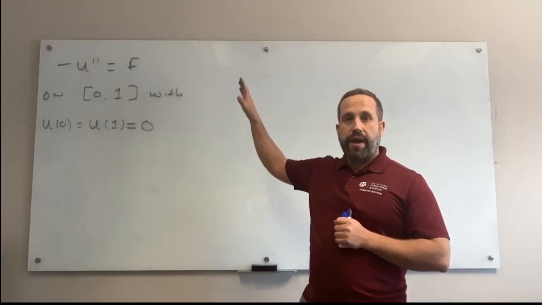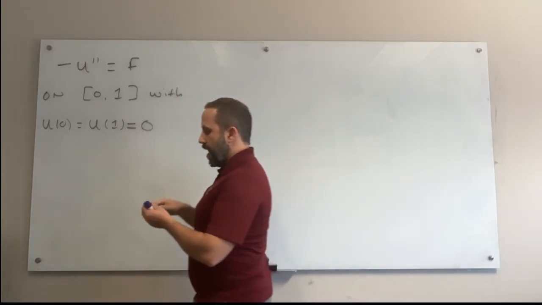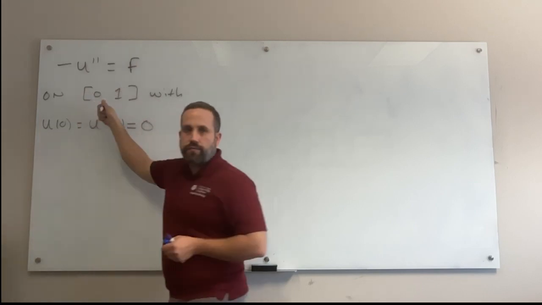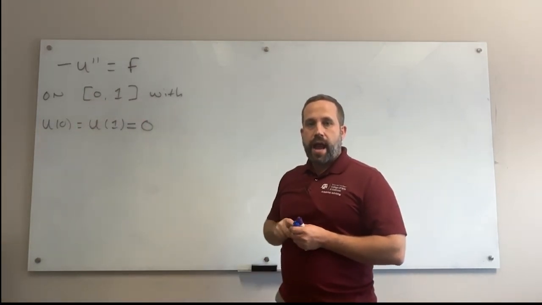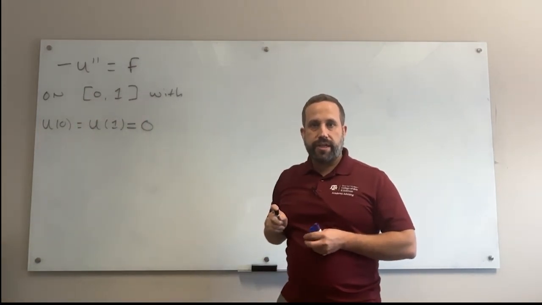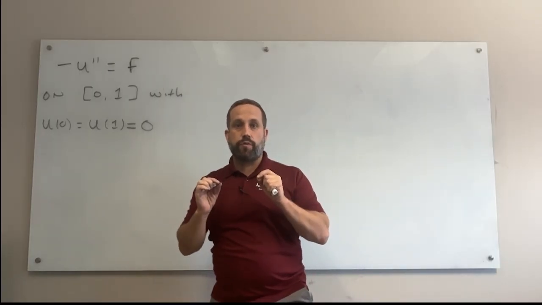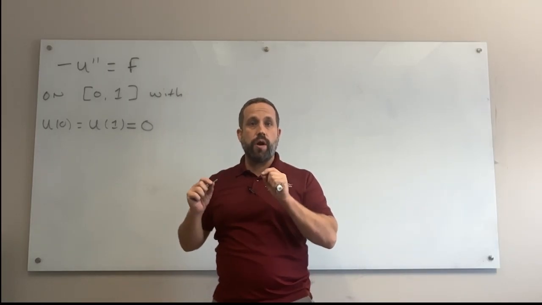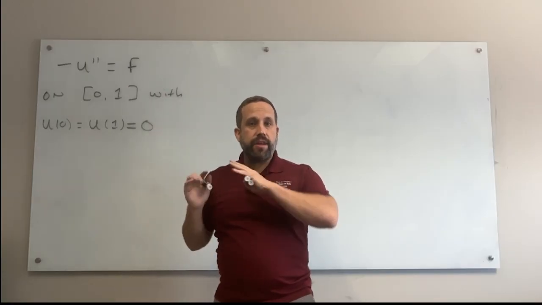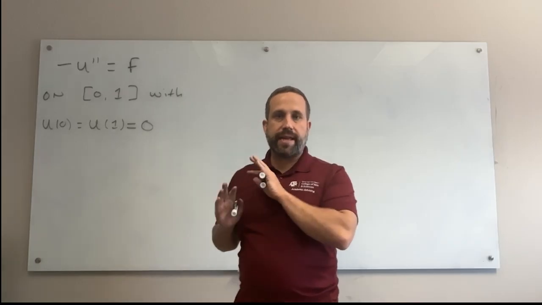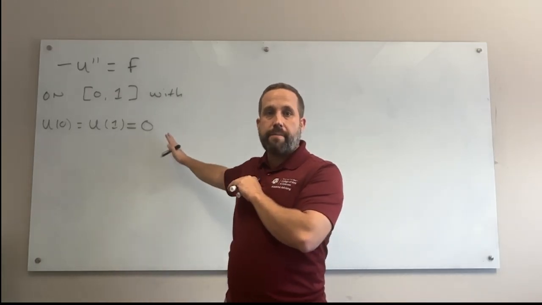We're going to look at the equation minus u double prime is equal to f. F is given, and we want it on the interval 0 to 1. Now, this is a second order differential equation. If you think about your differential equations class, if you looked at an initial value problem, you needed to know the differential equation, and then you needed to know u of 0 and u prime of 0 to be able to get a solution. This is something similar. It's called a boundary value problem.